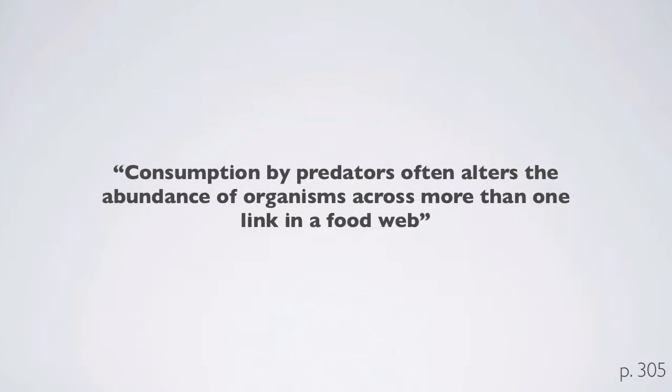So we've spent time talking about some of the bottom-up controls of herbivores, for example, within ecosystems. But there's also top-down controls that we mentioned. And we're going to go through these in a little bit more detail here. Consumption by predators often alters the abundance of organisms across more than one link in a food web.